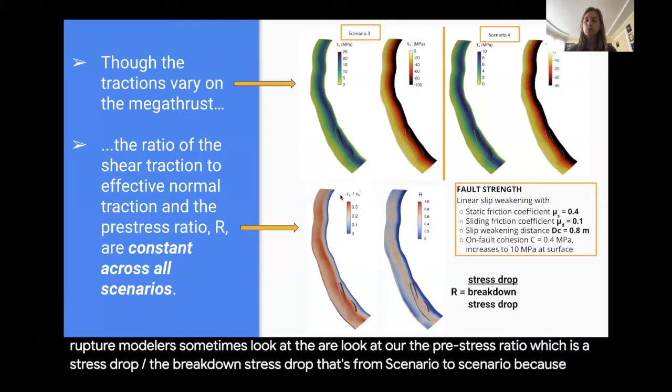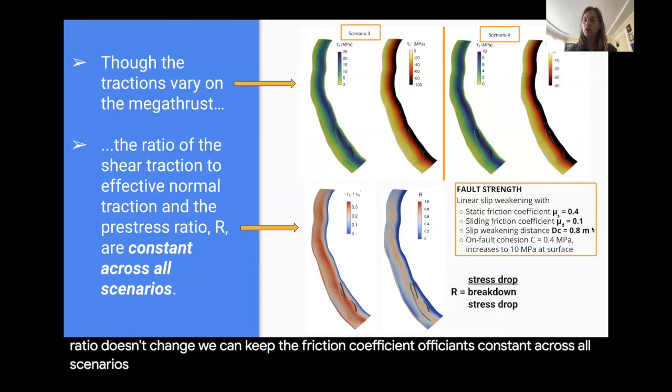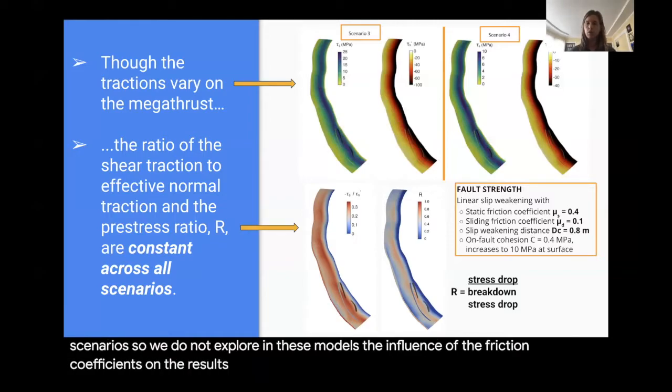Because this ratio doesn't change, we can keep the friction coefficients constant across all scenarios. So we do not explore in these models the influence of the friction coefficients on the results. Those are constant.